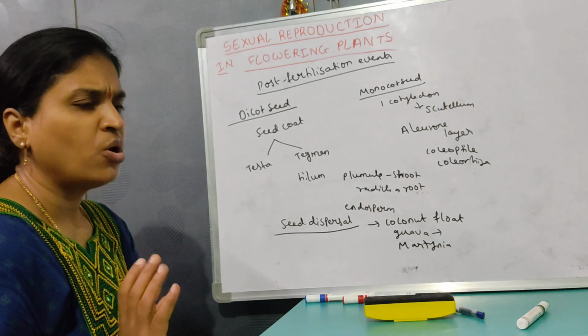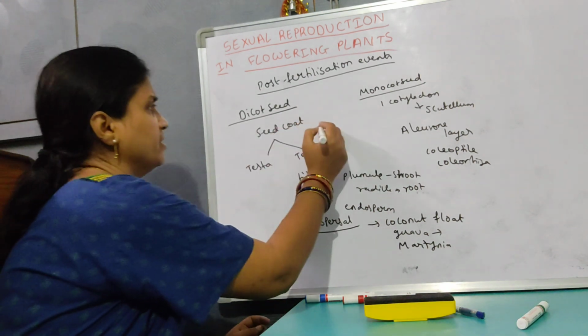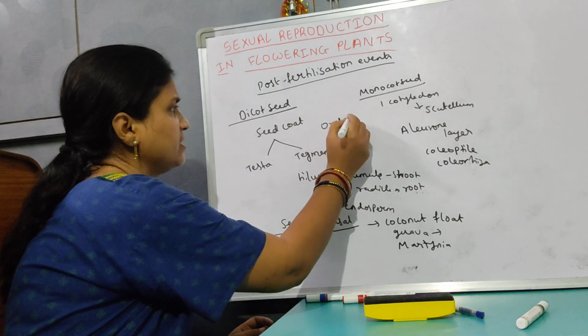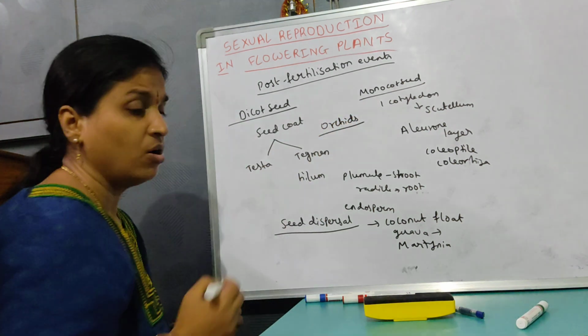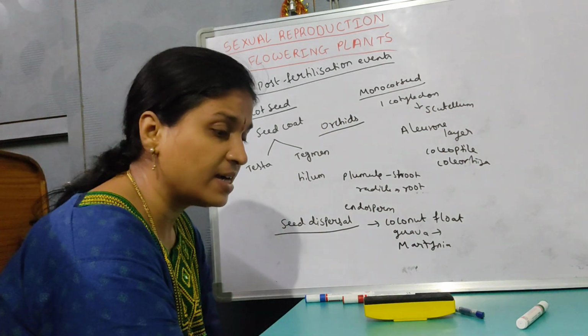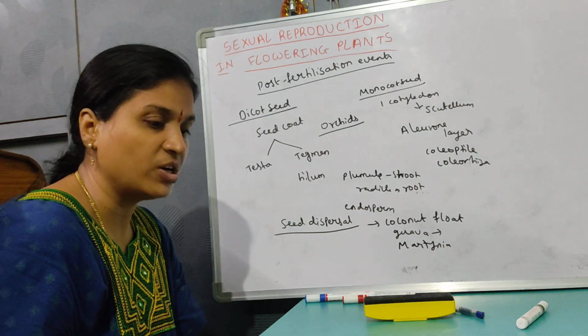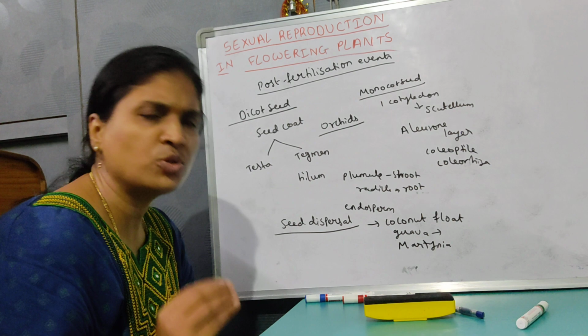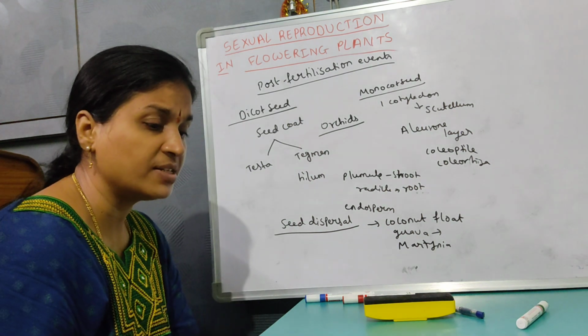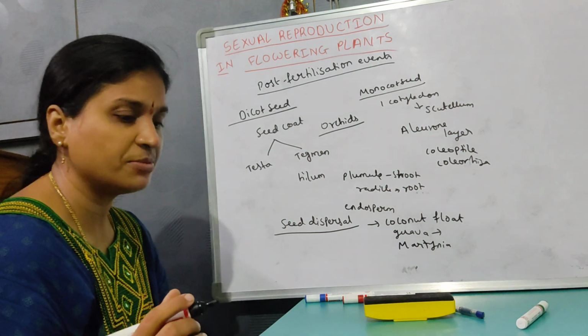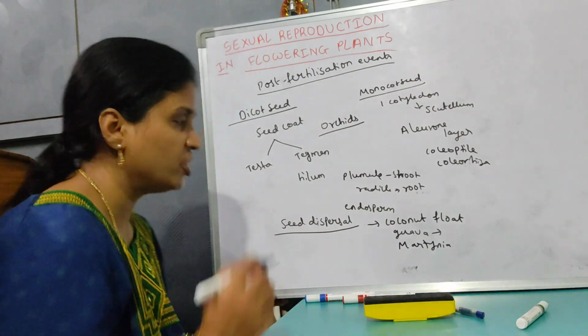Then the smallest seeds are present in orchids. Orchids are non-endospermic monocot seeds, and they are microscopic seeds. And the largest seed is present in Lodoicea.